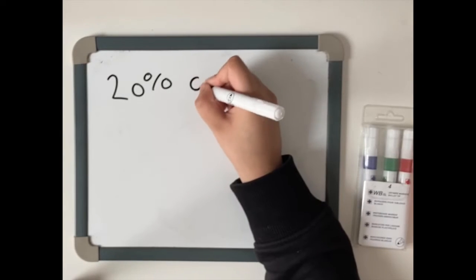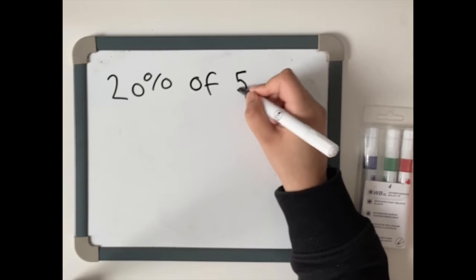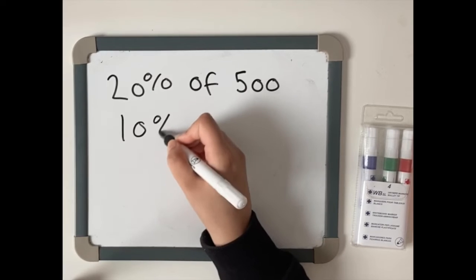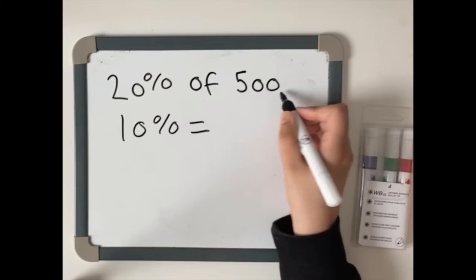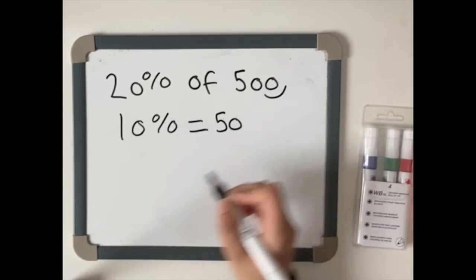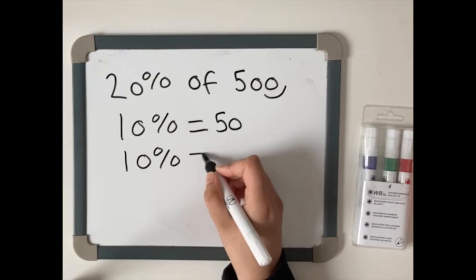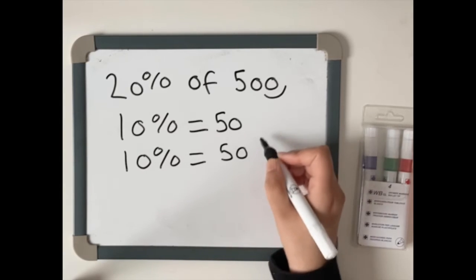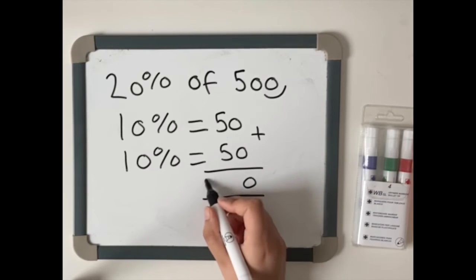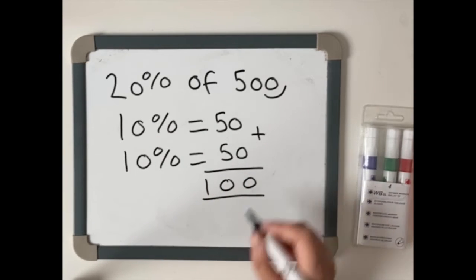So if I did 20% of, let's have a look at 500, we know 10% of 500, moving it one place to the left, is 50. To get to 20, we need to add another 10%. And then all we're doing now is adding those together. It's as simple as that. So 20% of 500 is 100.